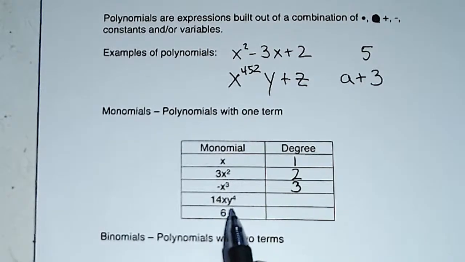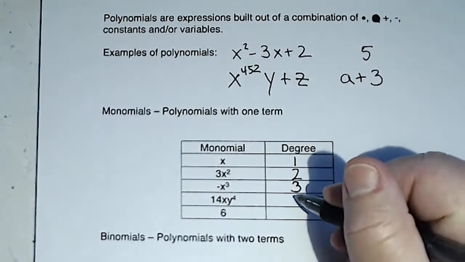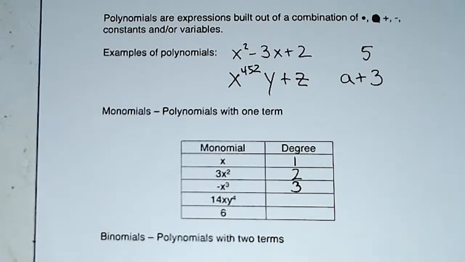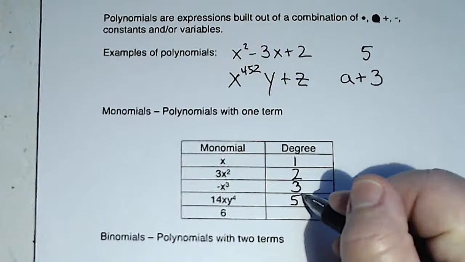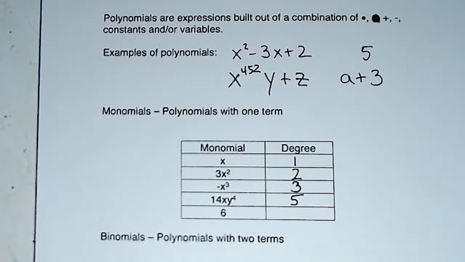Now, this is a complicated one. I pulled this in just to give you a preview of what's coming much later on in math. For the most part, we won't be seeing anything like this anytime soon. 14x times y to the 4th. That's a mouthful. But if we were to see this, what would the degree be? Go ahead and give me an answer. And I'm going to have to say some of you yes, some of you no. The degree on this one is actually 5.